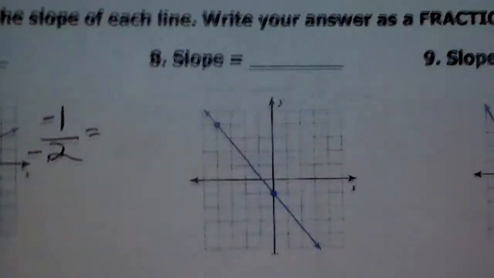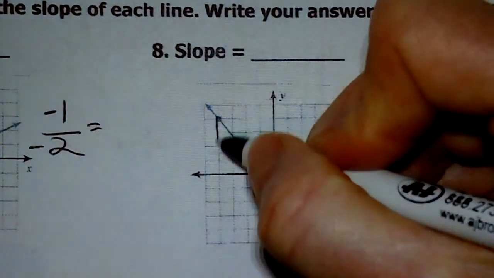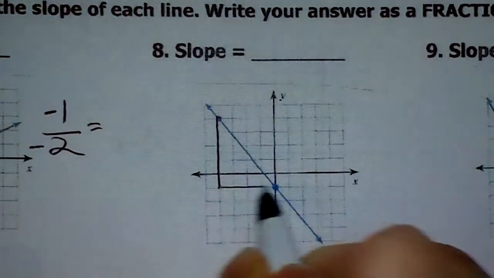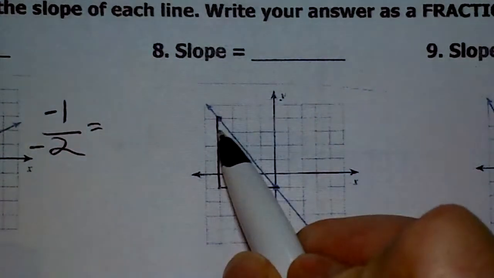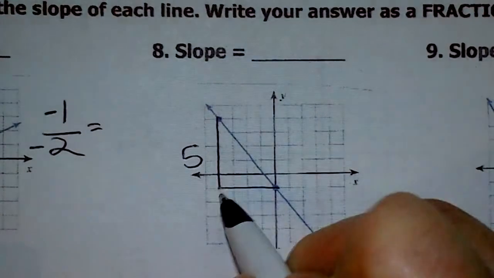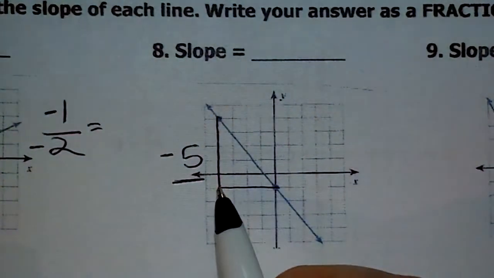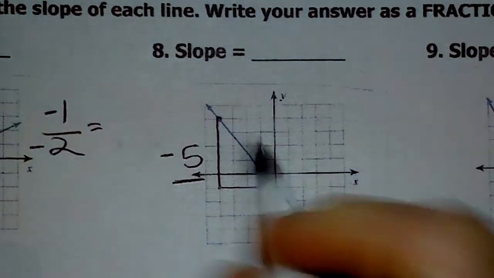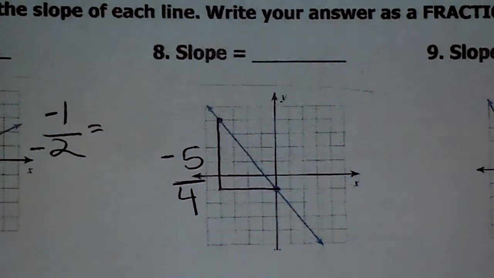Alright, next, doesn't matter if you start up here or down here, I'll start up here. So I want to go from this point to this point. The rise, or the vertical change, is 1, 2, 3, 4, 5. I just went down 5, that makes it a negative. The run, or horizontal change, is 1, 2, 3, 4. So negative 5/4. That's it. It's the vertical change over the horizontal change, rise over run.